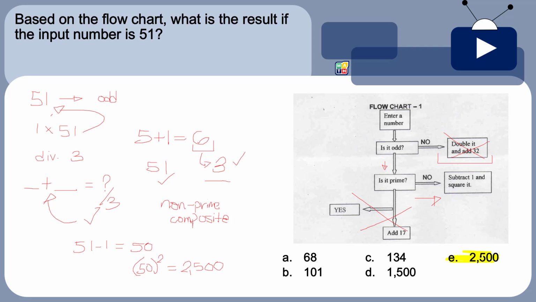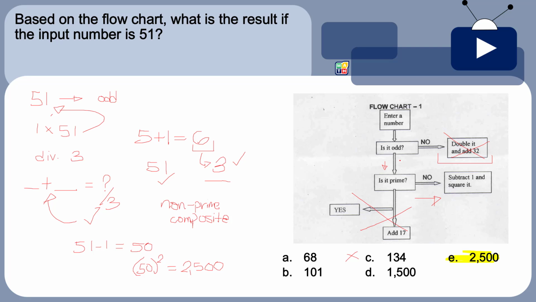Now, I also would like to share here some ideas kasi parang itong problem nito is complicated for some. You can actually use here the cancellation or elimination method for our options. As you decided already earlier that it's not odd, okay? Since it's not odd, the idea of doubling it, so 51 times 2 is 102, and then plus 32 is 134, is no longer possible kasi nga di siya pwede. So yung letter C is eliminated na agad.